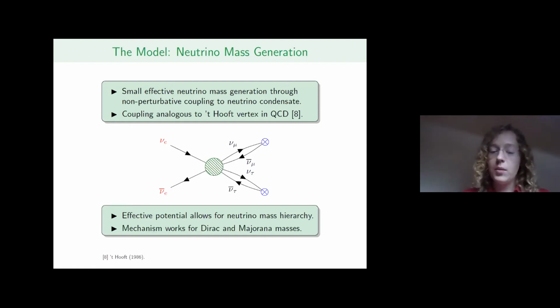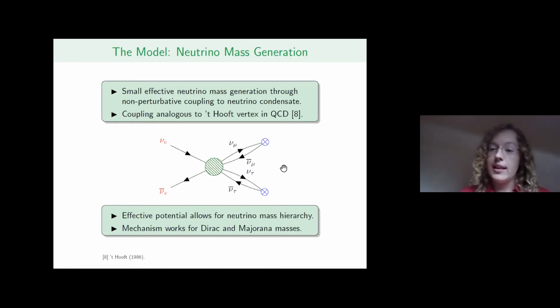The last aspect I would like to mention on the theoretical side is that the mechanism works for both Dirac and Majorana masses. So far, I focused on the Dirac case. This is why I wrote a neutrino and an antineutrino here, and also in the previous slides, because then it's a bit more intuitive to compare to the quark sector. So there we have then a U3 cross U3 symmetry.